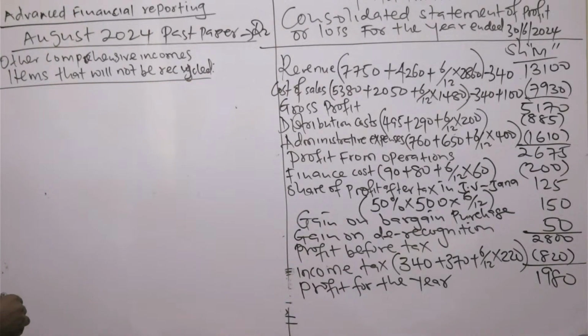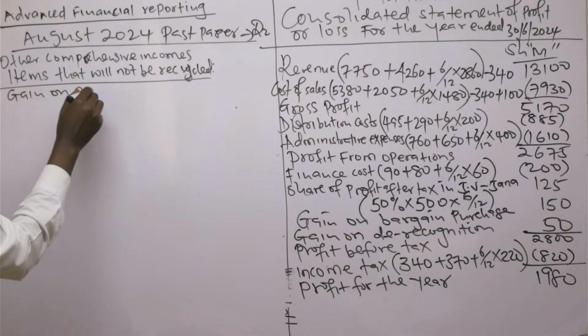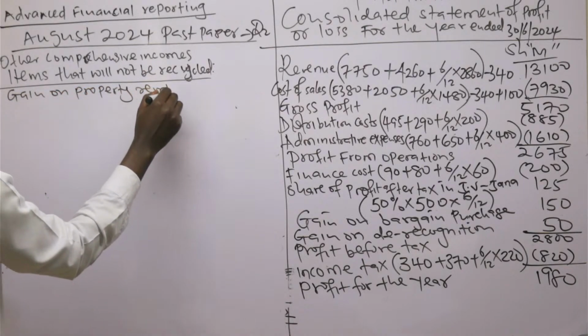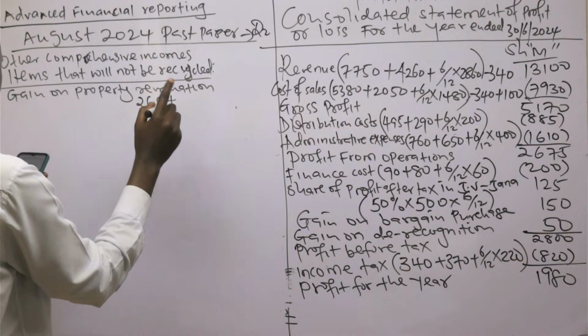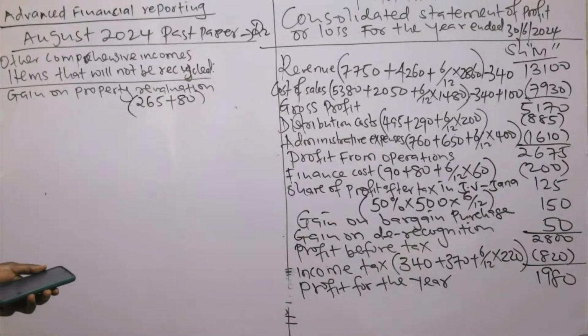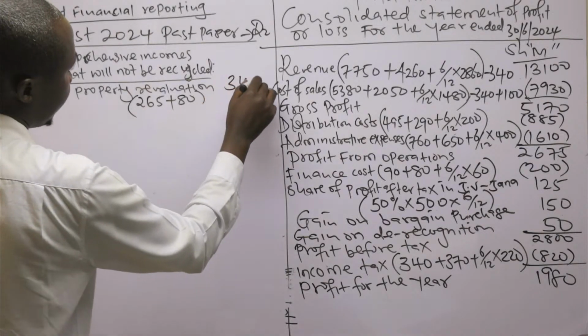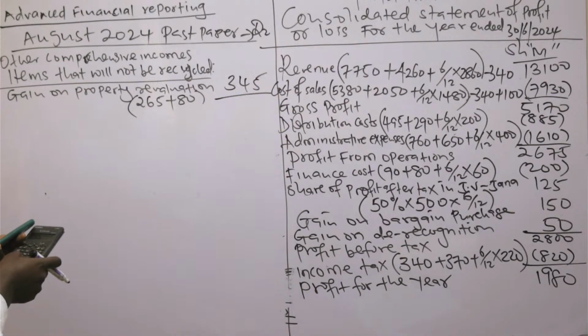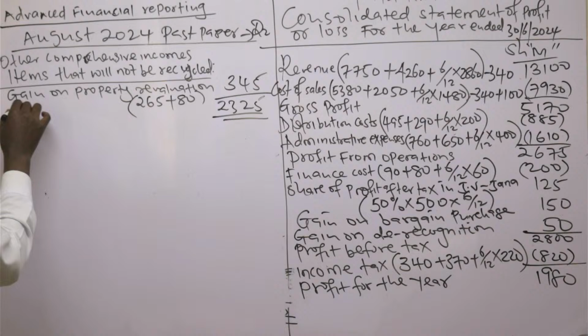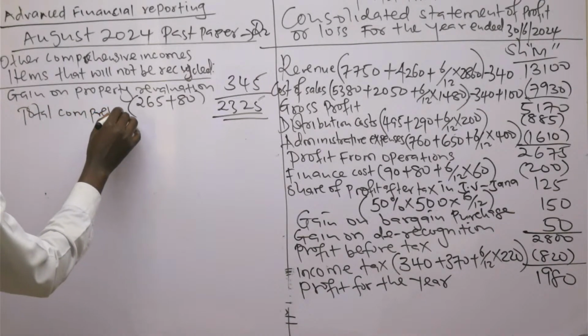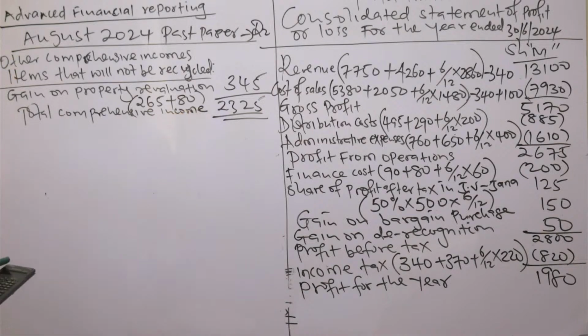So that is gain on property revaluation. For the gain on property revaluation, we have 265 plus that of a subsidiary, it was 80. 65 plus 80, that is 345. So 345 plus 1980, that is 2325. So that is total comprehensive income.